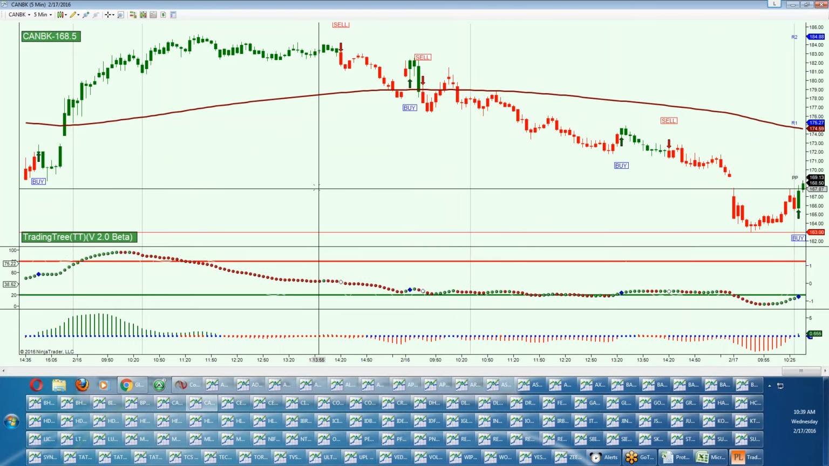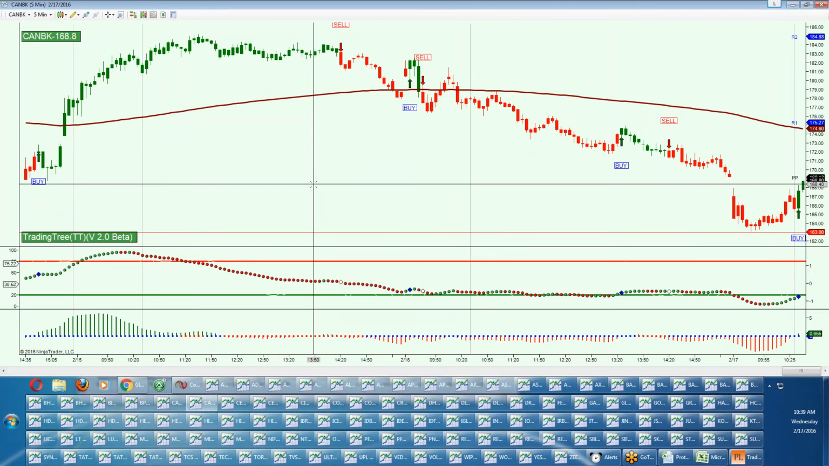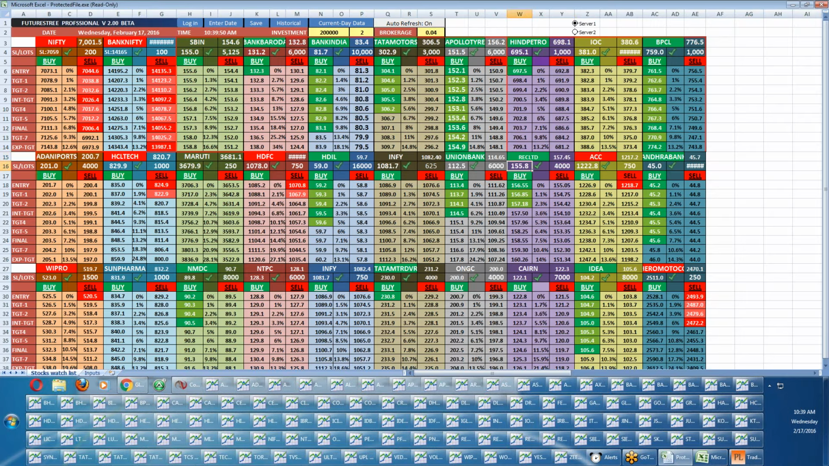So Can Bank, we already have a buy here, 168.40. Can Bank, we have a buy both in. So I'll replace ACC with Can Bank.